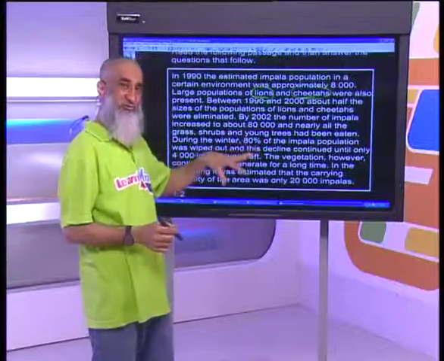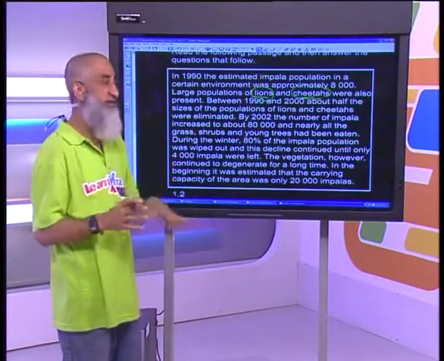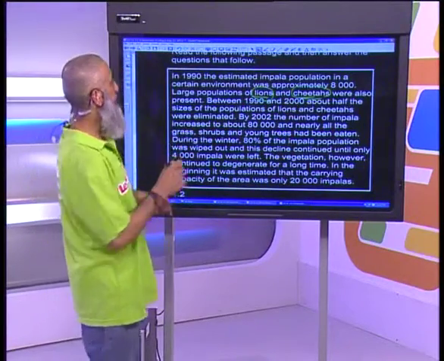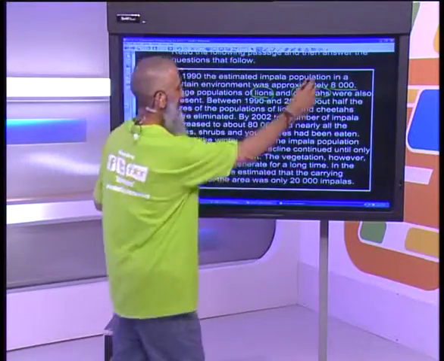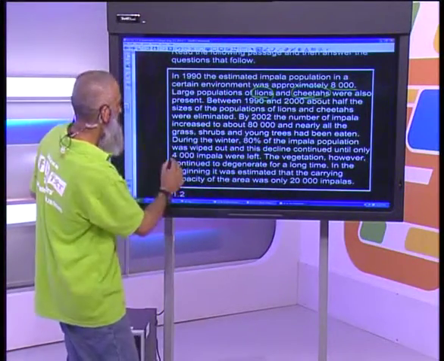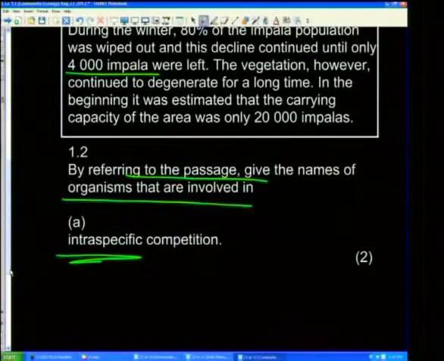But in this passage, there's no real evidence that the lions were competing, because they do not talk about the populations of the lions, they do not talk about the population of the cheetahs. But they do talk about the impala population that was at 80,000, and then it went up high, and then it went down to 40,000, and it was going down further. And here we have only 20,000 impalas, the carrying capacity of that. So obviously, among the impala, there was intraspecific competition.